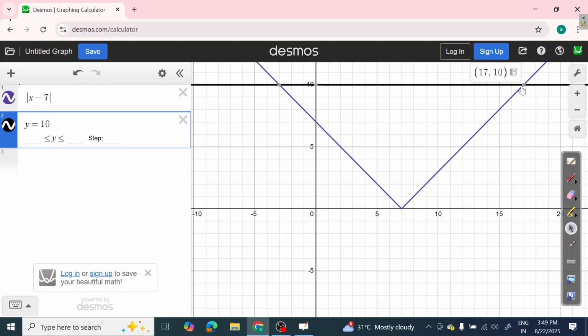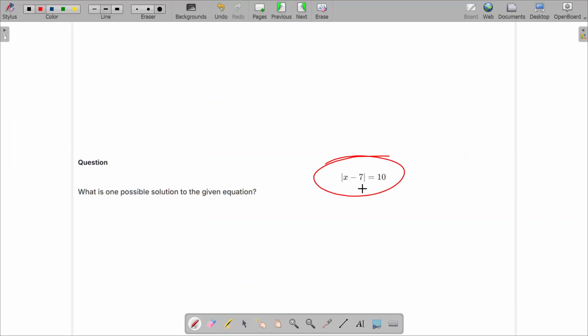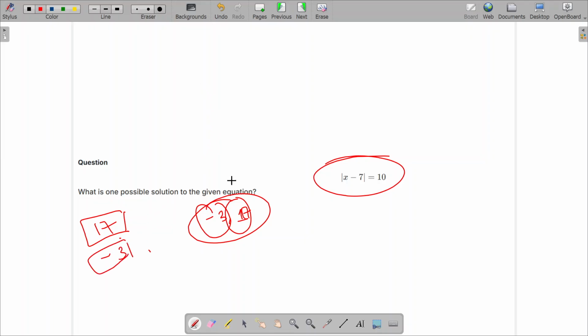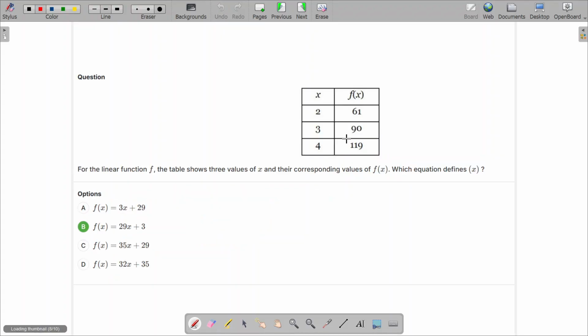So what do you think? Which is the best suitable answer? Negative 3 and 17. Let me check if I put this correctly. One second. Yeah, x minus 7 equals this. What is the one possible solution? Okay, now the solution could be either negative 3 or 17. You can put any one. If it is an SPR based question, you can put any one as your answer. You can either put 17 or you can put negative 3. If you find options, then only one will be given, either negative 3 or 17. Okay, so like that you can do.